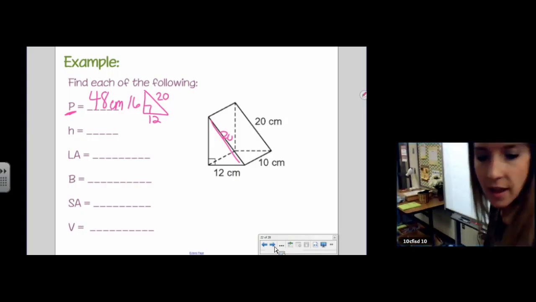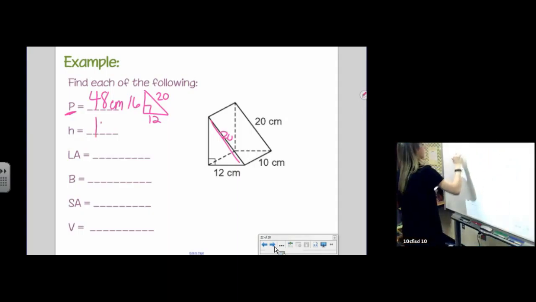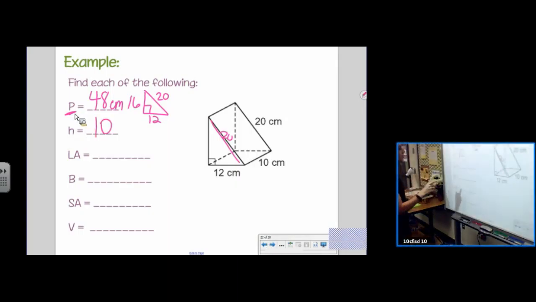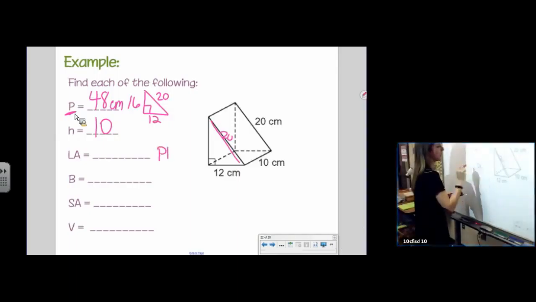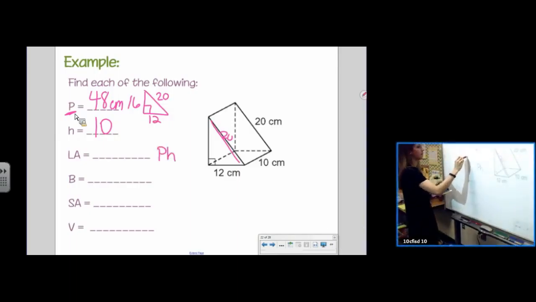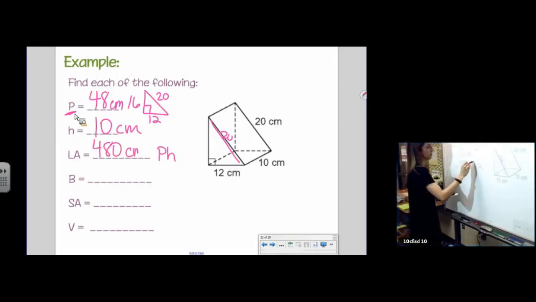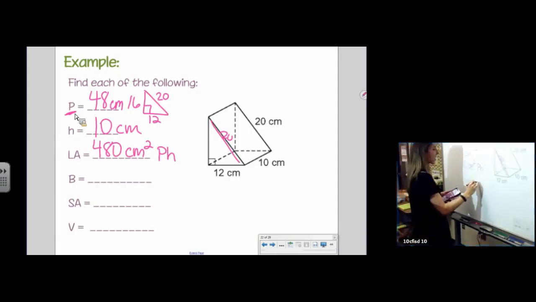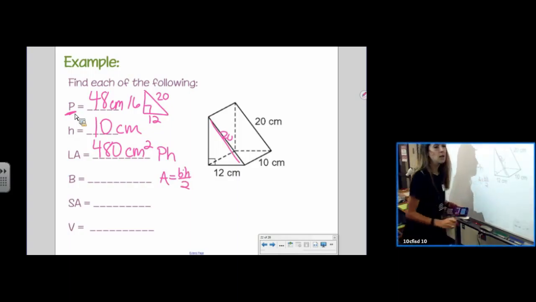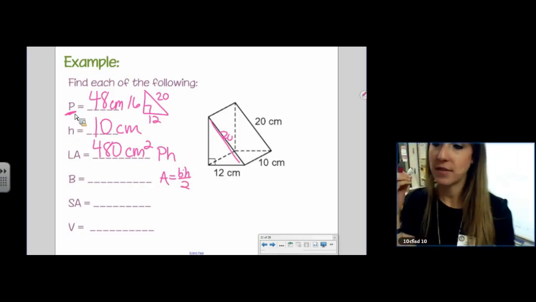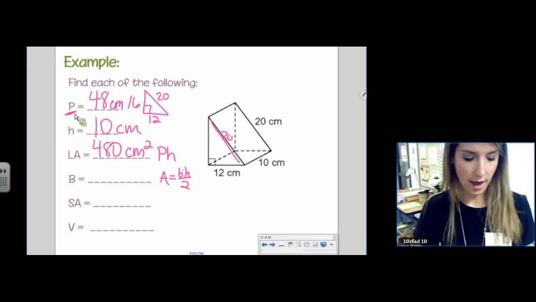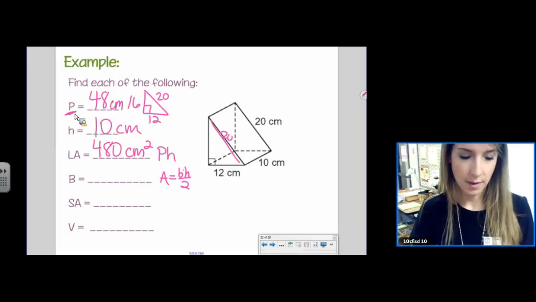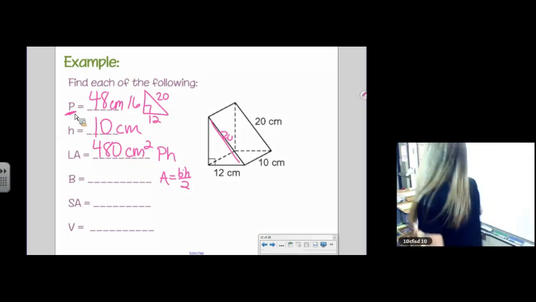That's easy. The height is 10. The lateral surface area. Okay, that formula is PH. Well, that's easy. 48 times 10. All right, capital B stands for area of the base. So we have to go to the base, and we have to find the area of it. 12 times 16 divided by 2. 96.